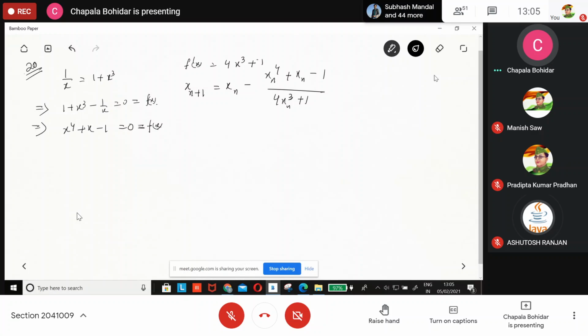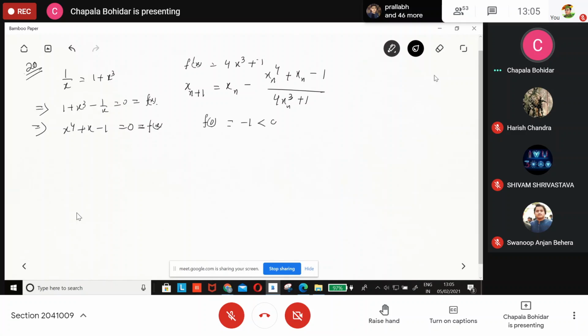What happened? No one responding. This is our general formula or not? Yes, ma'am. Now my aim is to find the value of x1. So find f of 0. f of 0 is equal to minus 1, so it is less than 0. Then f of 1, it is 2 minus 1 is equal to 1. It is greater than 0. So the root lies in between 0 to 1.